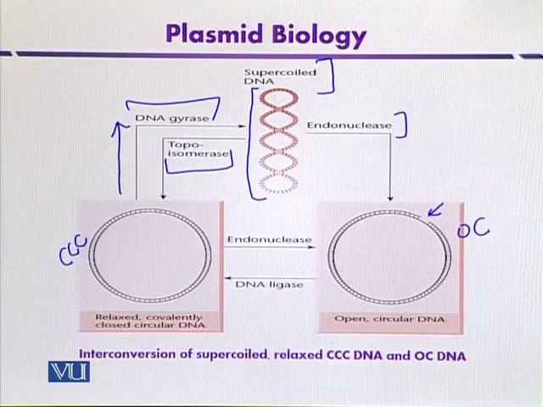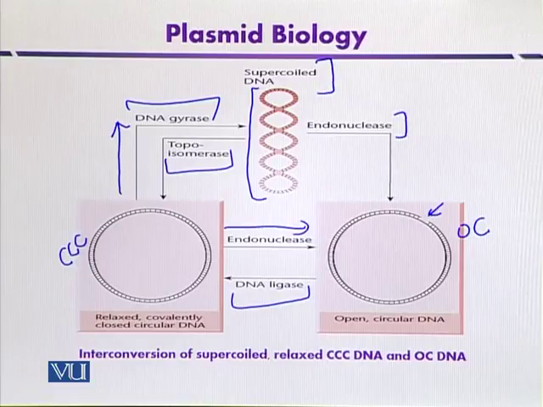OCDNA can again be converted into cccDNA if we bridge this nick with the help of DNA ligase, or cccDNA again can be converted into OCDNA if we treat it with another enzyme, which is called endonuclease. So this is the enzymatic conversion of supercoiled DNA into cccDNA or open circle DNA, OCDNA.